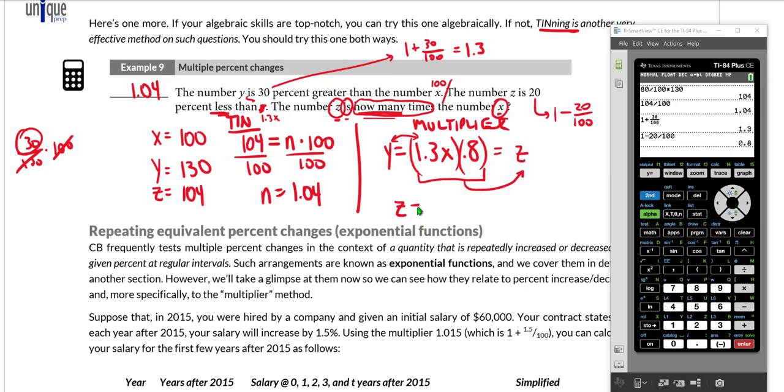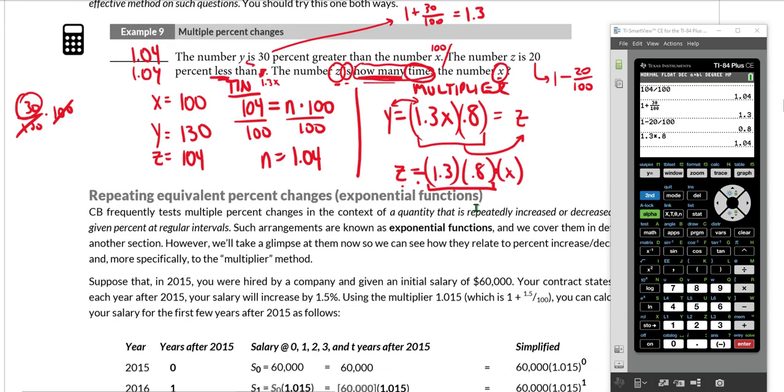So that means that z equals, I'm going to rearrange all this so that I have 1.3 times 0.8 times x. Well, remember, the question was asking me z is how many times x. That how many is this 1.3 times 0.8 right there. 1.3 times 0.8 is 1.04, which is what we got before. That's how you would do this question with the multiplier.